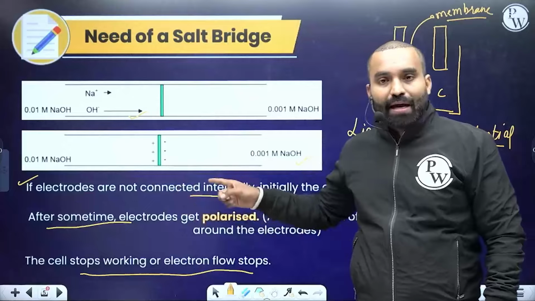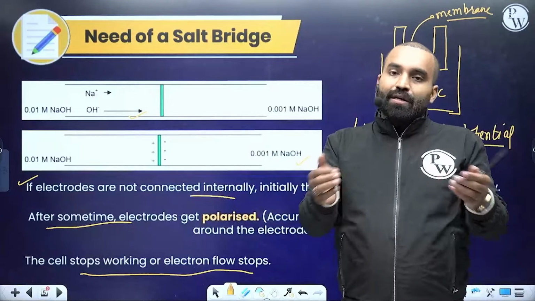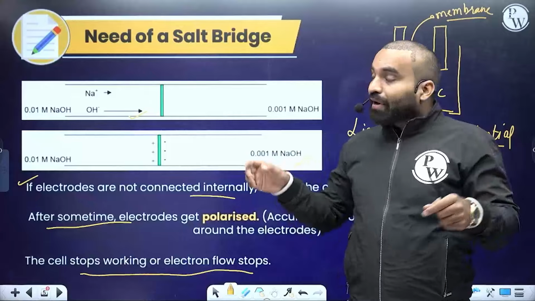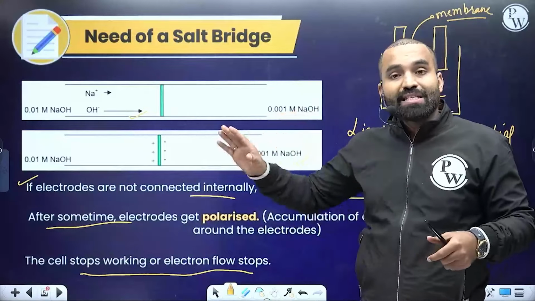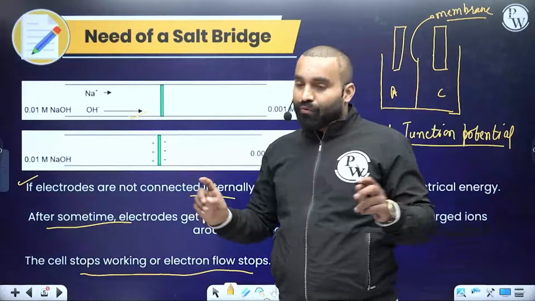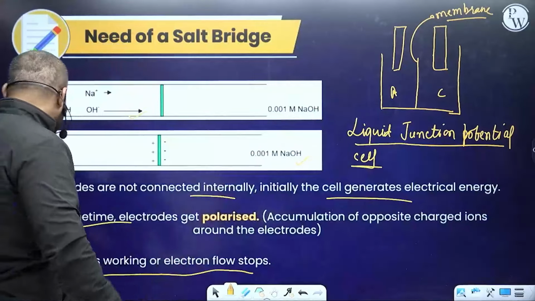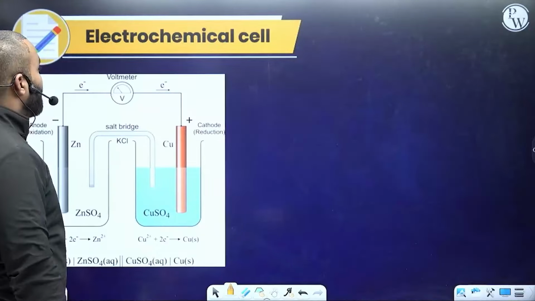Clear? Why cannot we use both of them together? Why can't we use just a single compartment? Why can't we have one membrane separating the two? Nothing will work. We need to use a salt bridge. The salt bridge function is very important. Let's move to the next point, everybody.